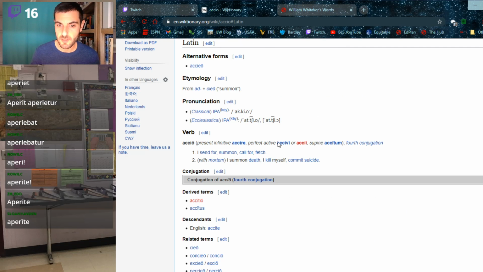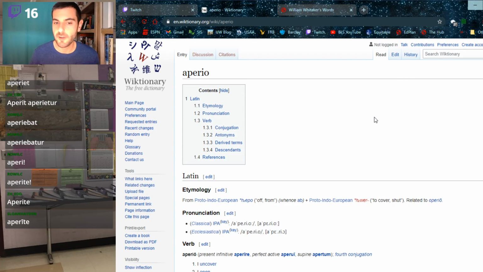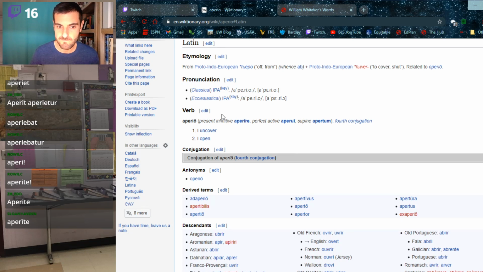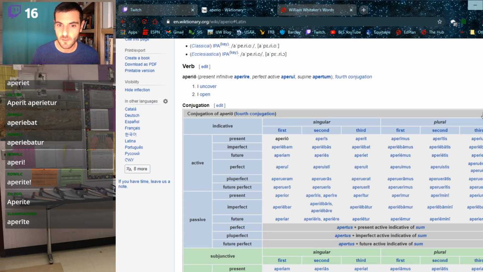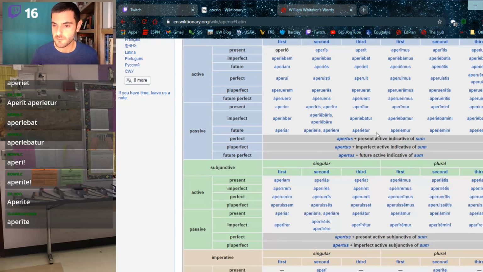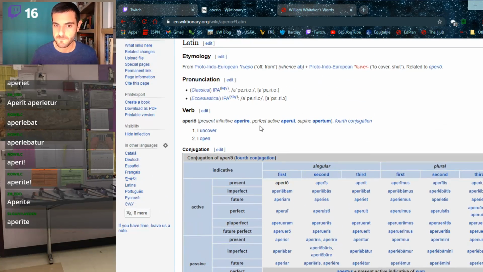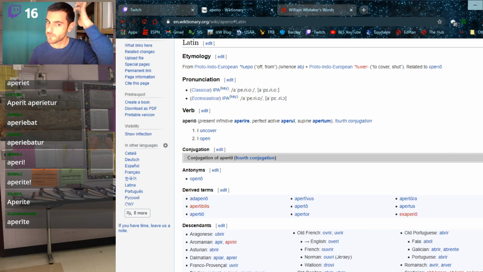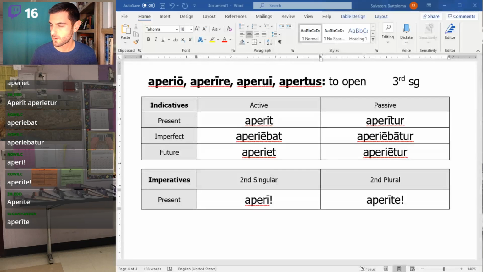The other website that you can use, I'm a big fan of Wiktionary. So you can find aperio in Latin. You can go to its lovely page here, and you're going to get lots of goodies that you can use to test yourself. So this is a good way for you to check your work, if that's one route you're going. Let me switch back here to our Word doc.